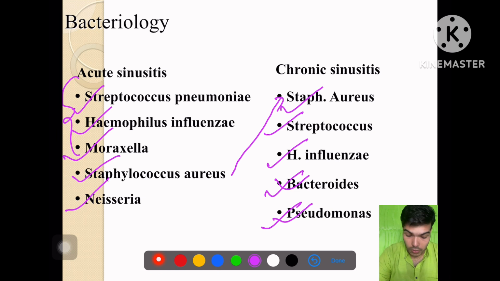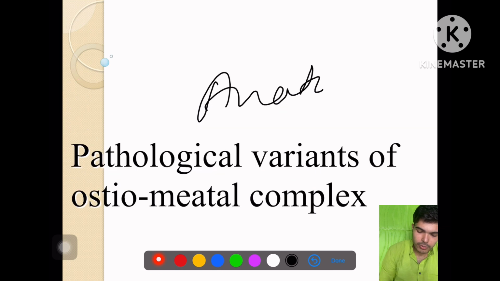Pathological variants of the osteomeatal complex: concha bullosa. Exactly, the term has come over here. Concha bullosa is aeration of the middle turbinate. Paradoxically curved middle turbinate. These are actually anatomical abnormalities. See, such a curving will create a small space for the ostium.